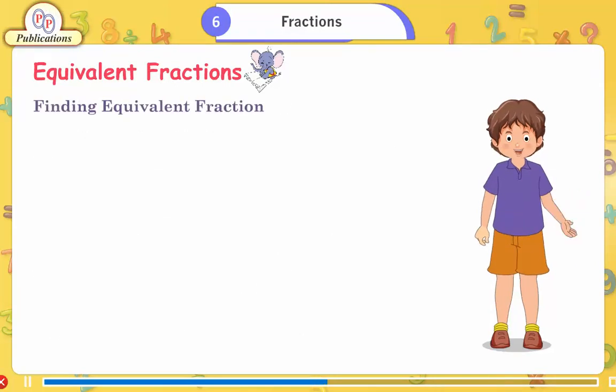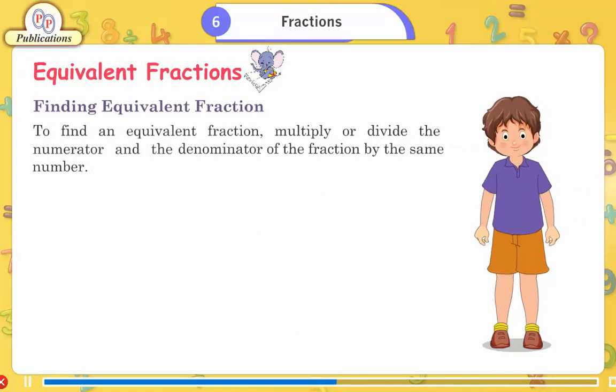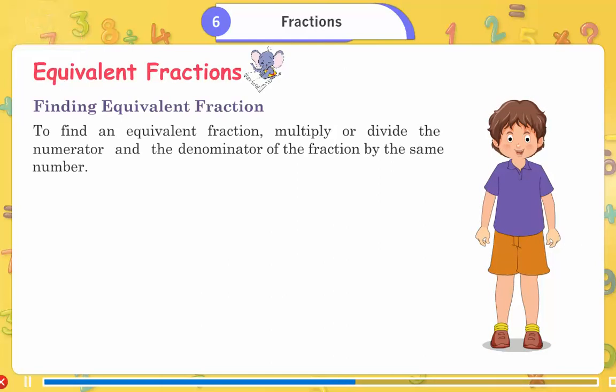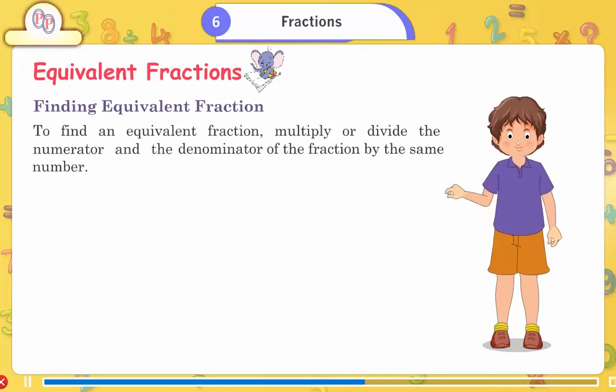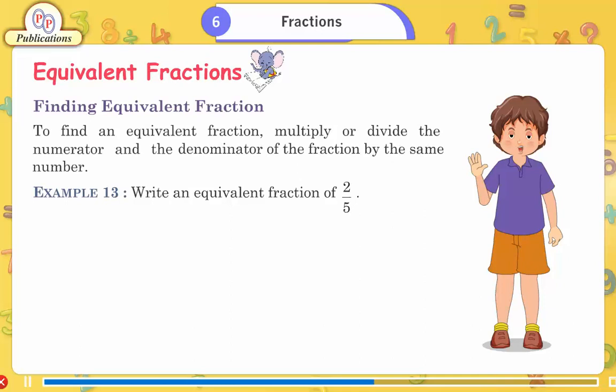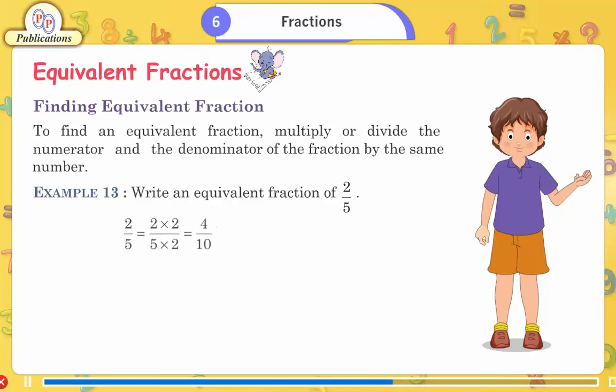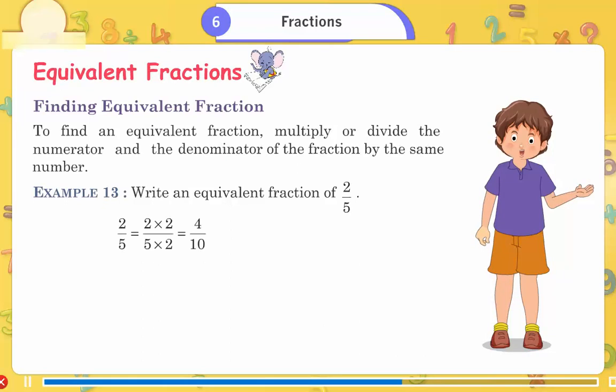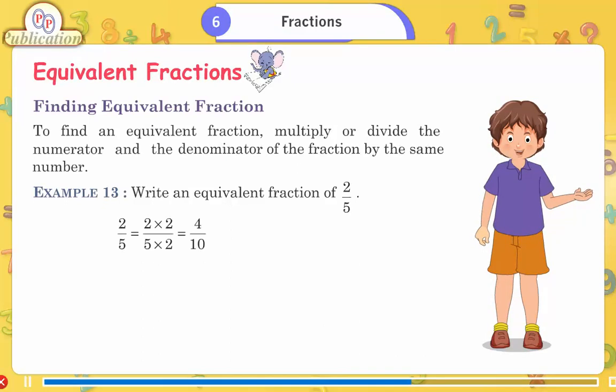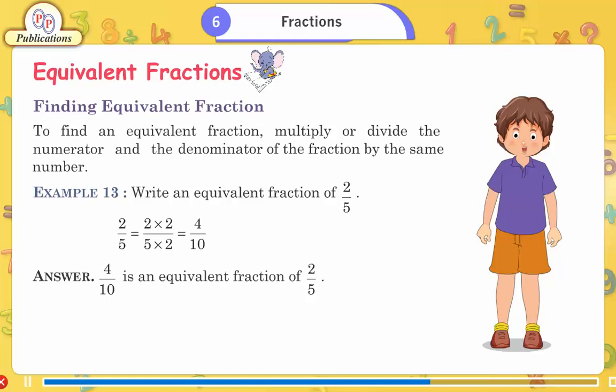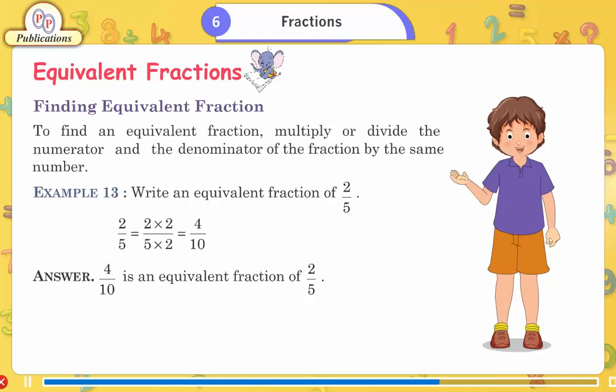Finding an equivalent fraction. To find an equivalent fraction, multiply or divide the numerator and the denominator of the fraction by the same number. Example 13. Write an equivalent fraction of 2/5. 2/5 is equal to (2 × 2)/(5 × 2), which is equal to 4/10. Answer: 4/10 is an equivalent fraction of 2/5.